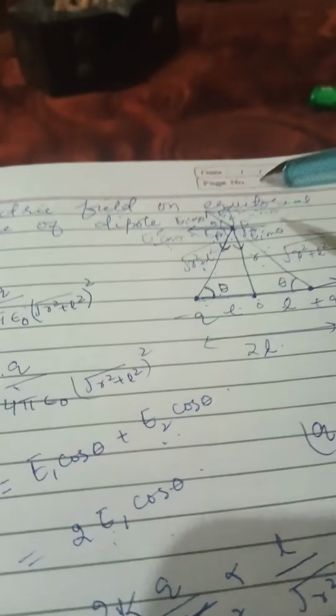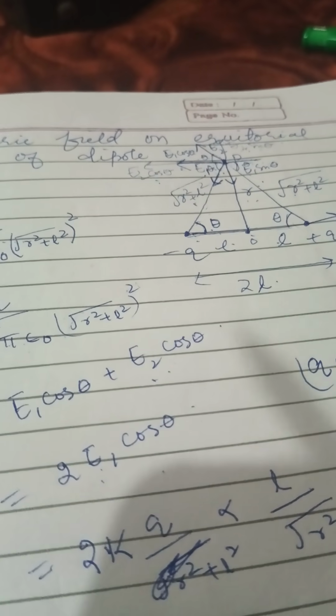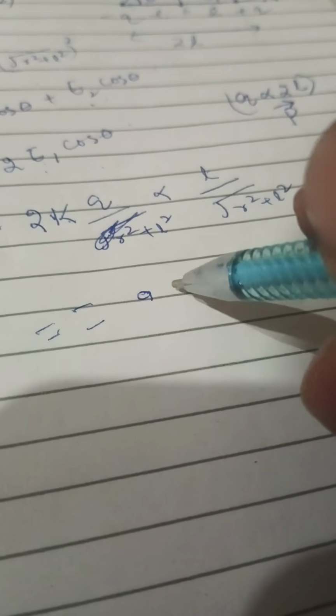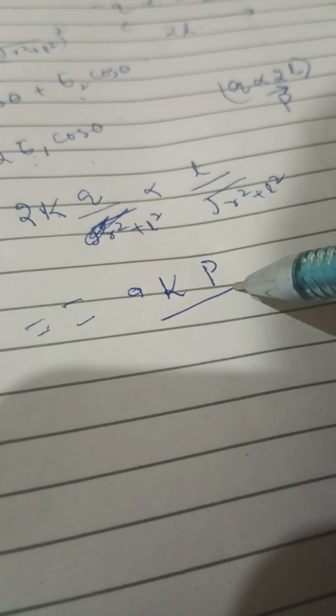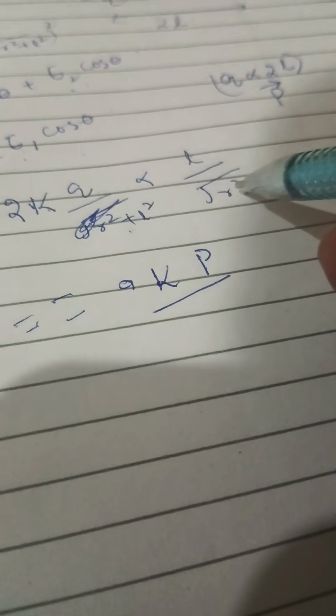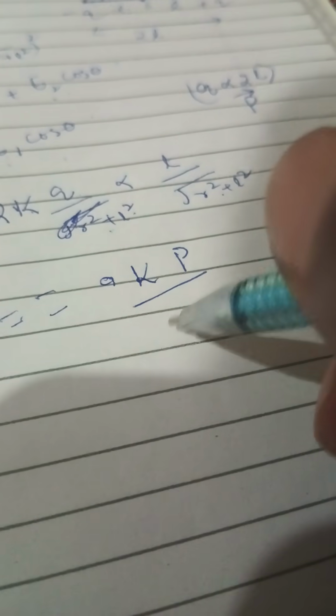and our net electric field came in this direction, opposite to the dipole moment. So overall this equation becomes 2ql. Instead of 2ql, I can write dipole moment, it is k times P upon, this is power 1 by 2, this is power 1. So total it becomes 3 by 2.